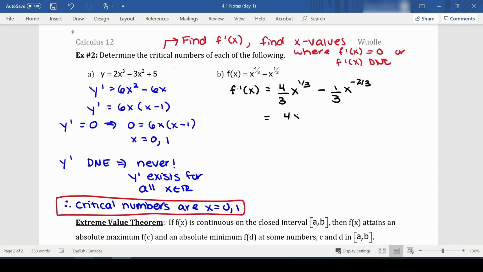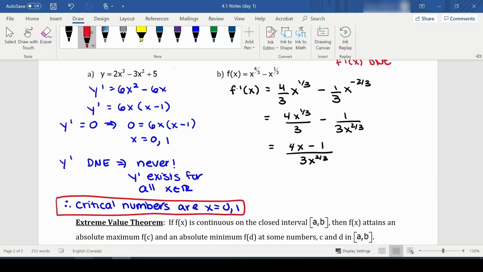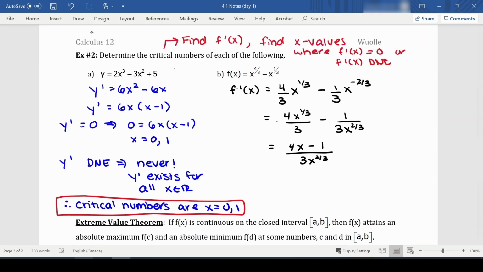Probably a good idea to rewrite this as 4x to the 1/3 over 3 minus 1 over 3x to the 2/3. Now, in order to be able to find where f prime equals 0 nicely, it's probably a good idea to rewrite this as one fraction. So this would give us 4x minus 1 over 3x to the 2/3. And how we would get there is the left-hand fraction needs some extra x's. I'd need to multiply by x to the 2/3 over x to the 2/3. When I do that, I get 4x on the top and 3x to the 2/3 on the bottom. So this is my f prime.